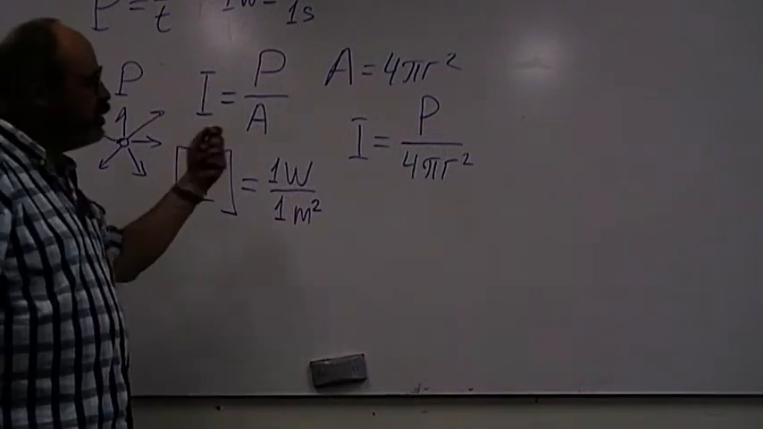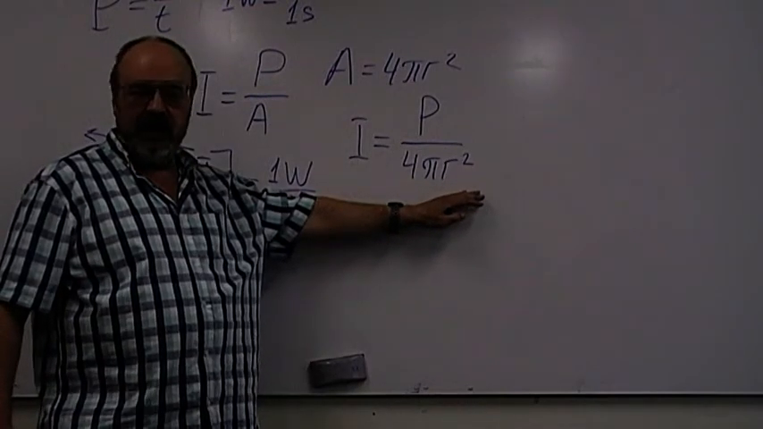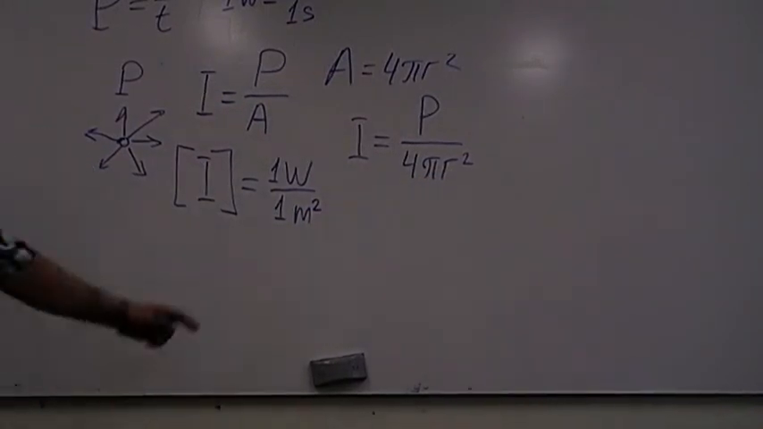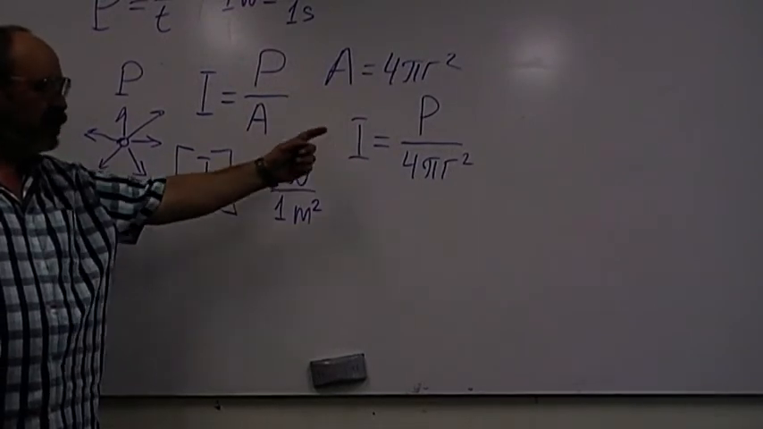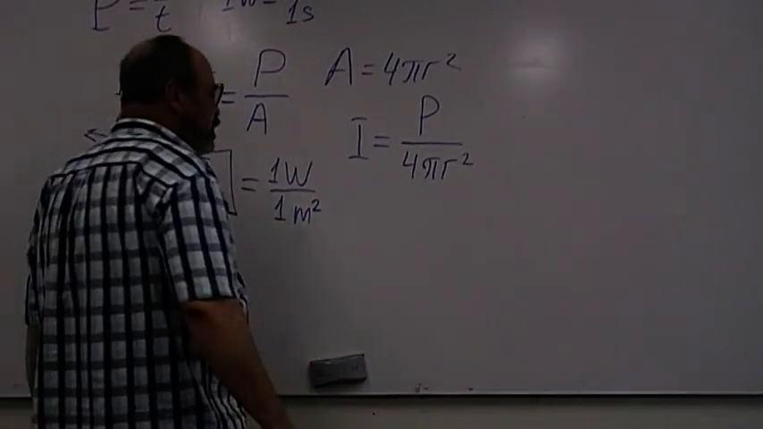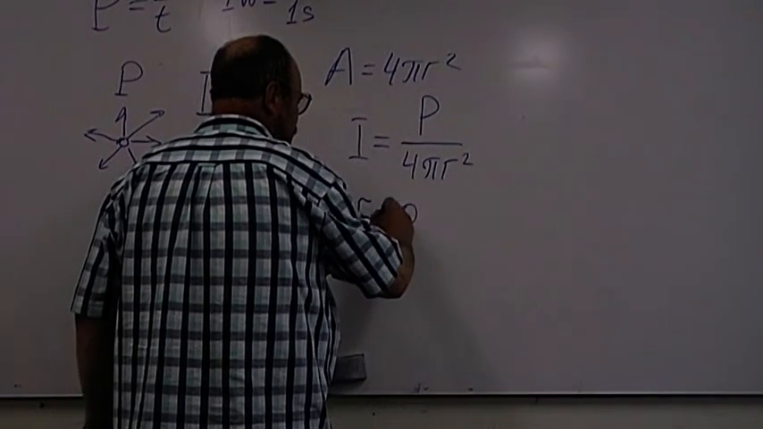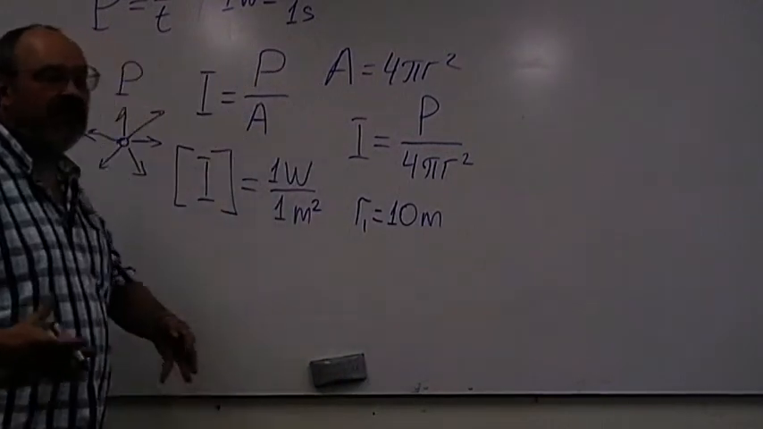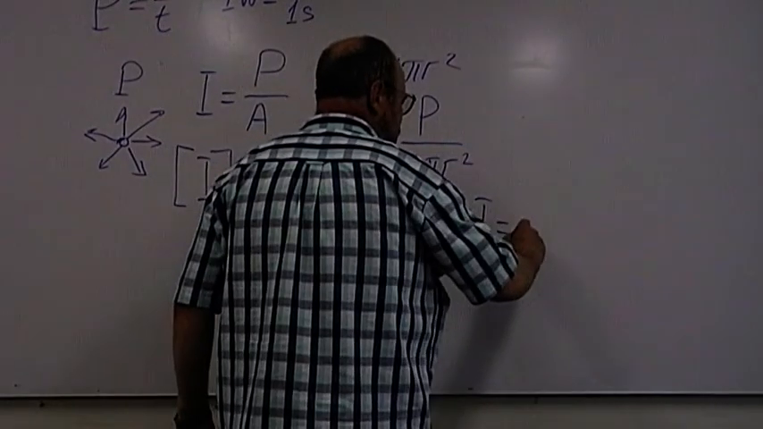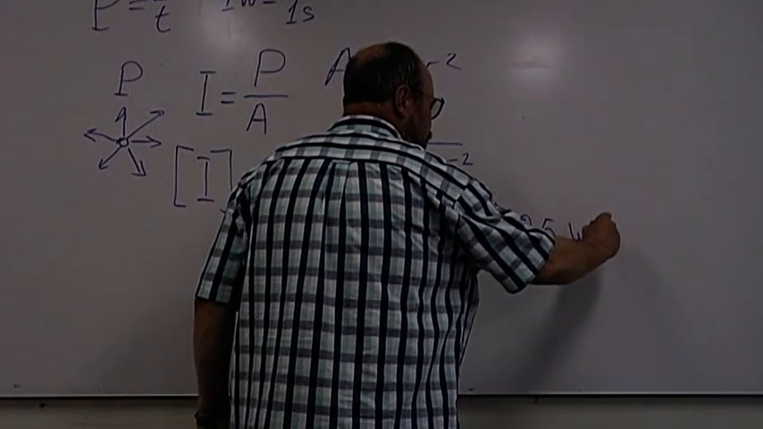And what's important, as you can see, it is called one of the inverse square laws. So intensity decreases proportionally to r squared. The bigger r, the smaller intensity. And let's say at the distance of 10 meters from the sound source, the intensity is, let's say, 0.5 watts per meter squared.